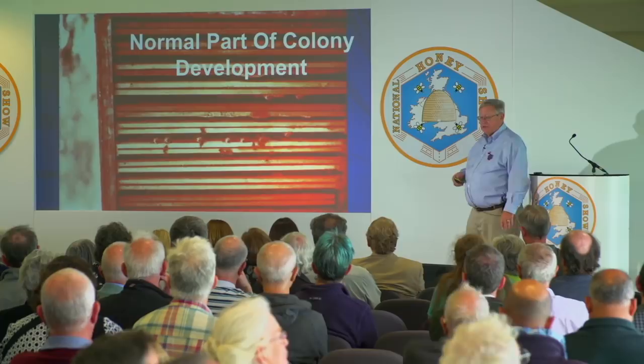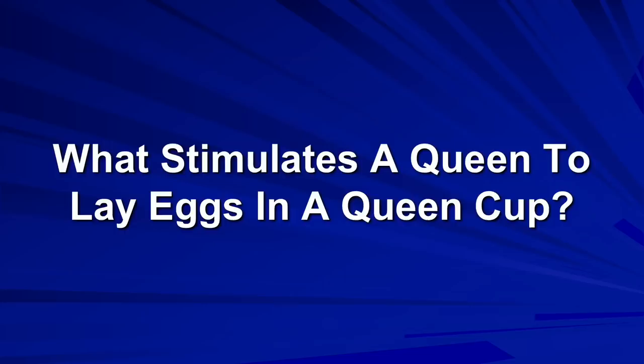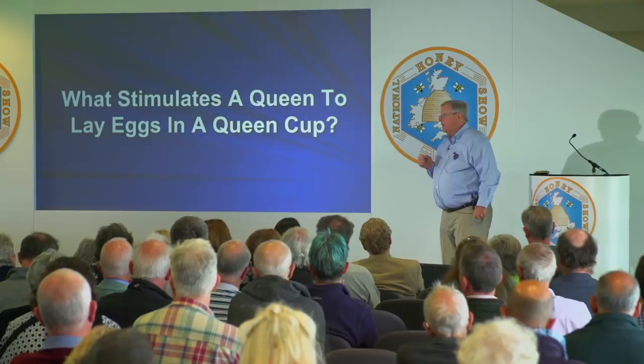All right, another interesting question for you to think about. The queen produces pheromone. The lickers and the attenders lick it from her body. They distribute it through the population. Some of that pheromone comes back to the queen as they're feeding her and caring for her. Now, what stimulates a queen to go out and lay in a queen cup? This is a feedback mechanism. Michael, in his lecture this morning, talked about a feedback mechanism. This is a common thing that happens within biology.